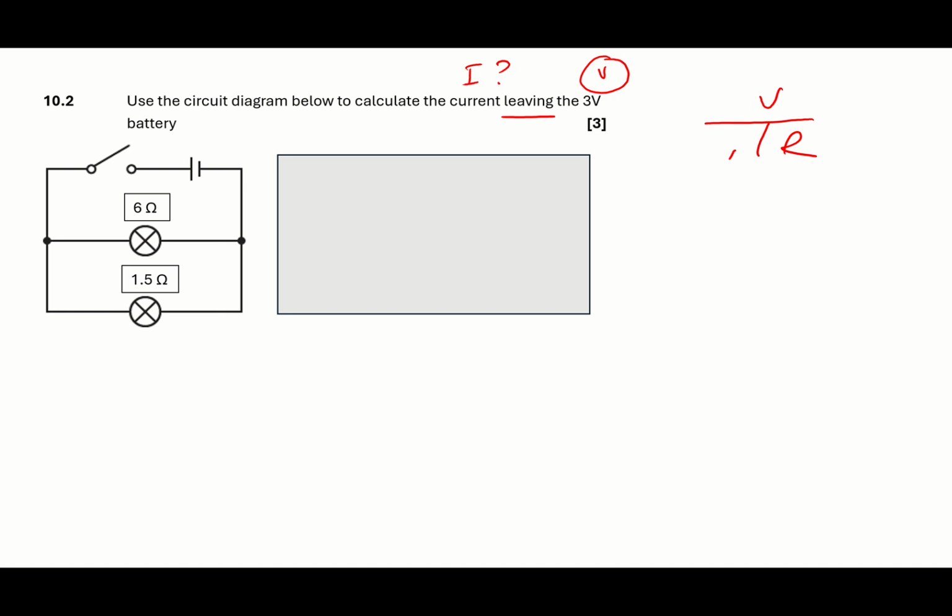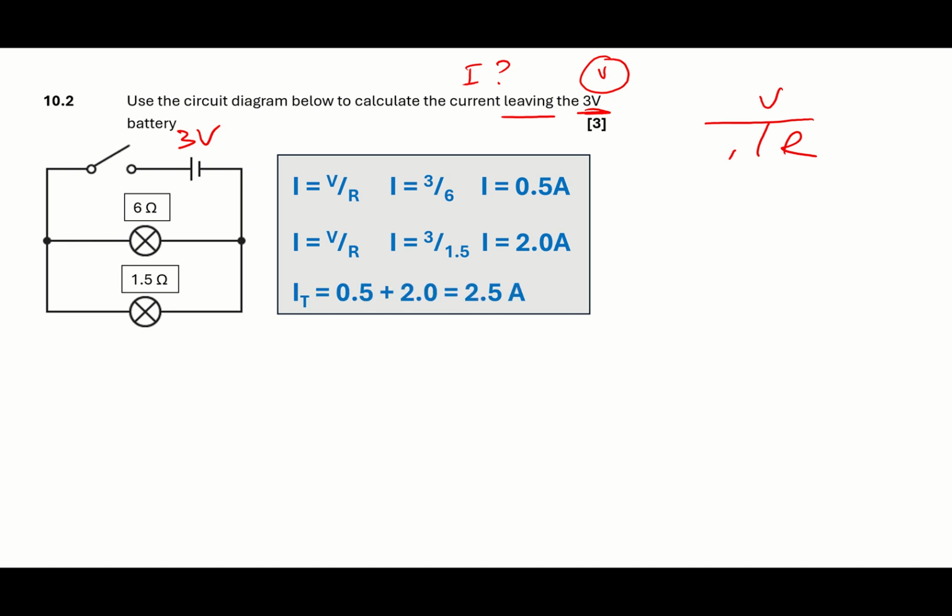So here's the answer for that one. I equals V over R, 3 over 6, 0.5 for this first branch here. I equals V over R, 3 divided by 1.5 equals 2 amps here. I usually say it's a good idea to, if they give you information in the question here, add it to your diagram. And then last, add those two together, 2.5 amps.